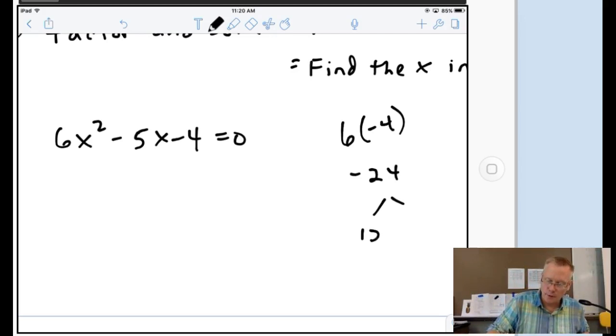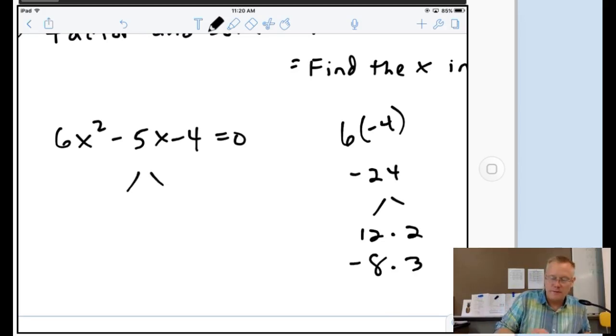And with a little bit of quick work, 12 and 2, 8 and 3. Ooh, 8 and 3 look good because if I make the 8 negative, then they add up to negative 5, which is what I want. I want them to add up to the middle term. All right, so it doesn't matter whether I put the negative 8 first or the 3 first. 6x squared, negative 8x plus 3x minus 4 equals 0.